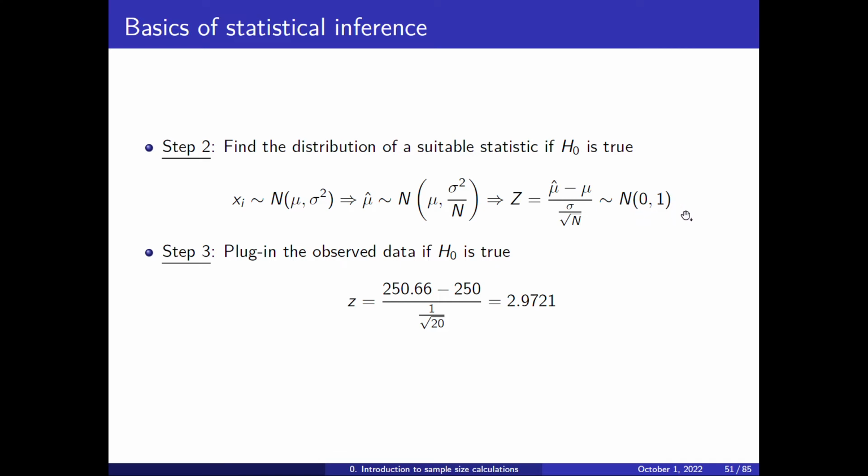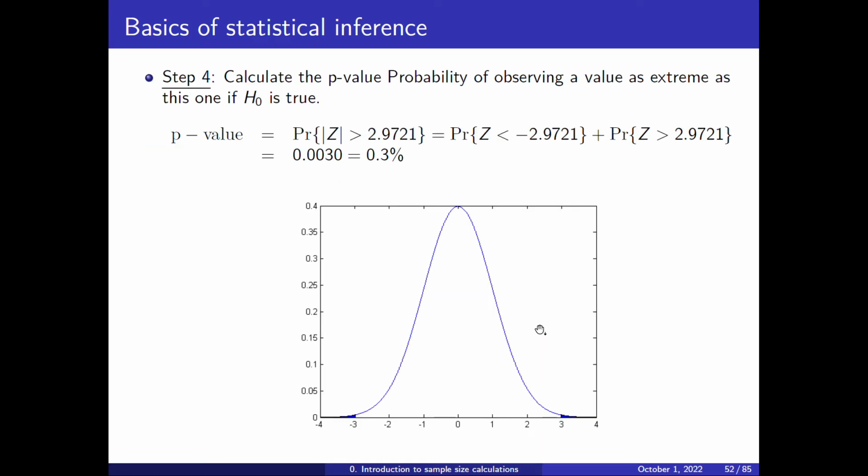Now you plug in your data: 250.66 minus 250, divided by 1, that was sigma, divided by the square root of 20. So I get a value of 2.97. So a deviation of 0.66 gives a value of 2.97 for this calculation. Now I have to compute the p-value. The p-value is the probability of observing a value that is as extreme as the one I have observed if the null hypothesis is true.